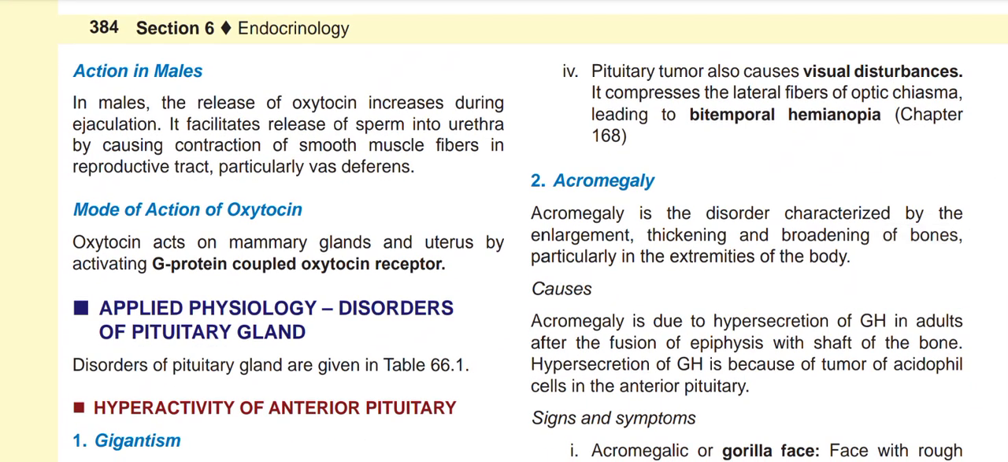The mode of action of oxytocin. Oxytocin acts on the mammary gland and uterus by activating the G protein coupled with oxytocin receptor.